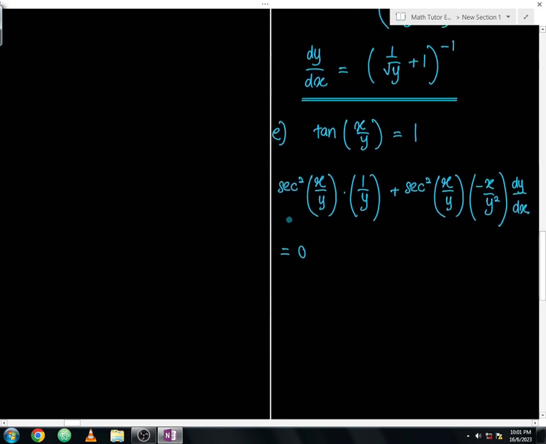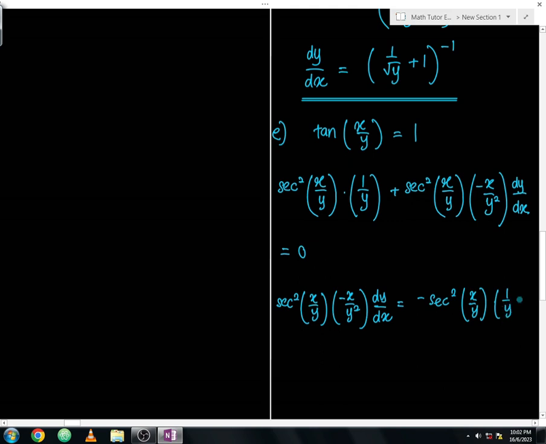From here we're going to move this set of terms to the right hand side, and keep the dy over dx term on our left hand side. So secant squared of x over y, times negative x over y squared, times dy over dx, will be equal to negative secant squared of x over y, times 1 over y. The secant squared of x over y on both sides, we can cancel them out.